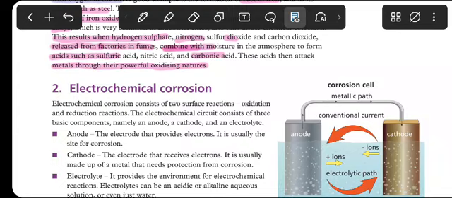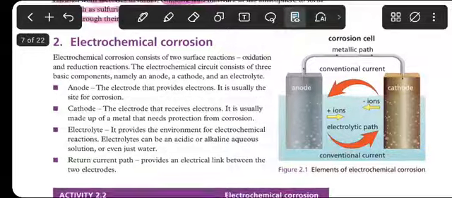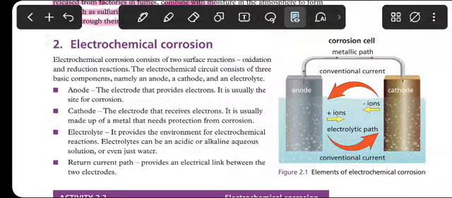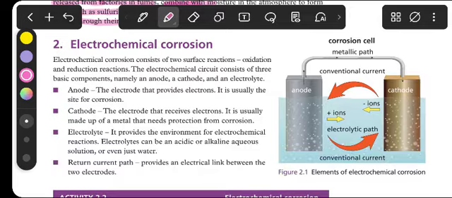So we also have electrochemical corrosion. Electrochemical corrosion consists of two surface reactions, oxidation and reduction reaction. The electrochemical circuit consists of three basic components, namely anode, cathode, and electrolyte. Just know those names. They can ask you.